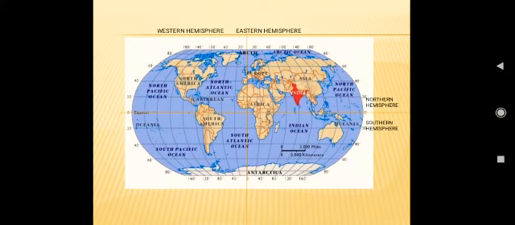The prime meridian is the 0-degree longitude that divides the world into the eastern and western hemispheres. So children, India lies completely in the eastern hemisphere.